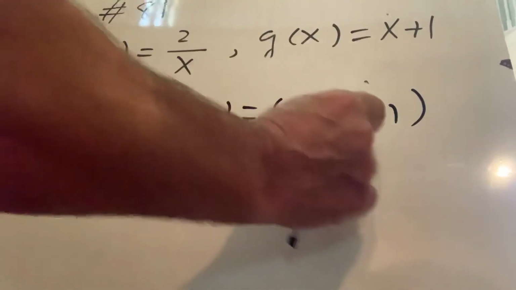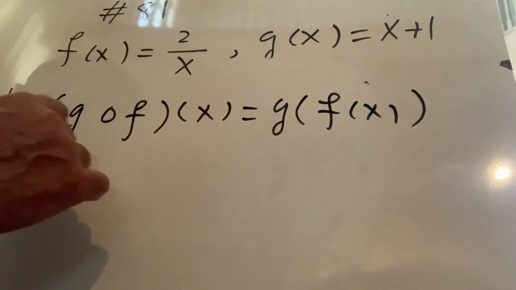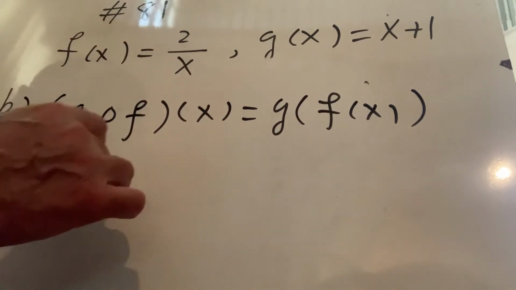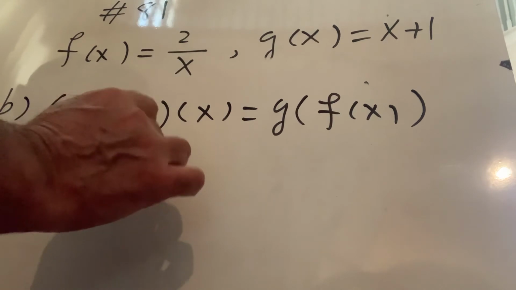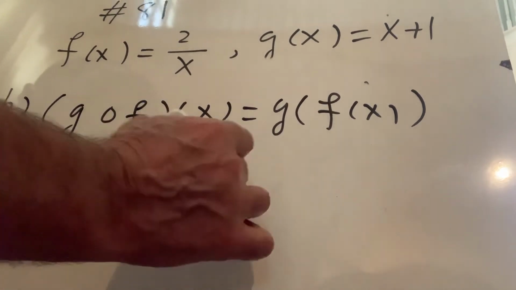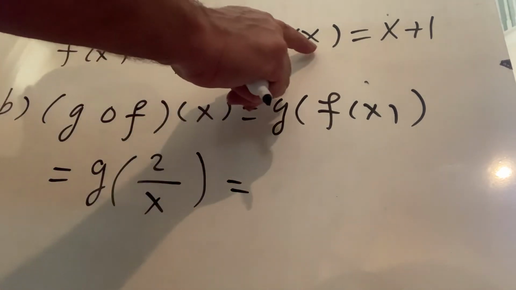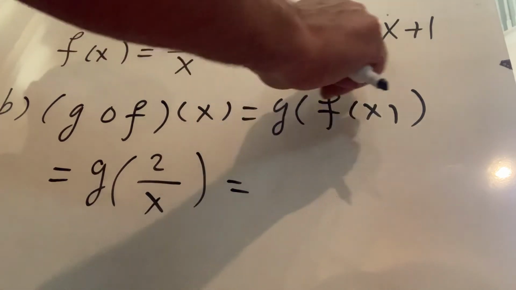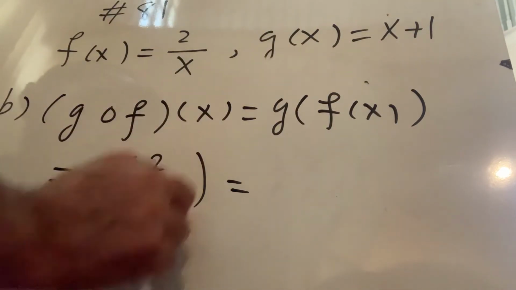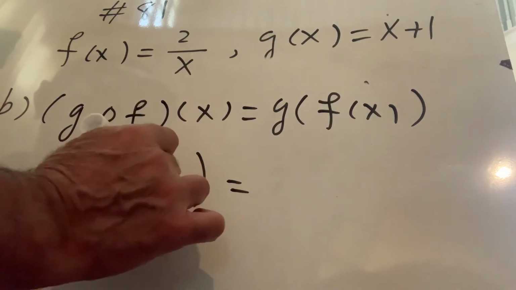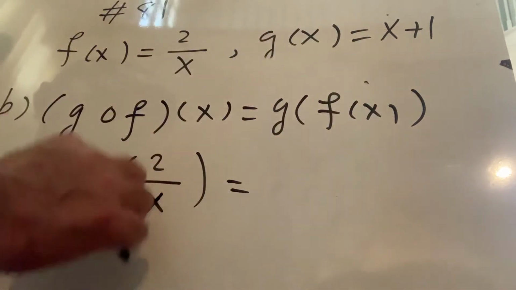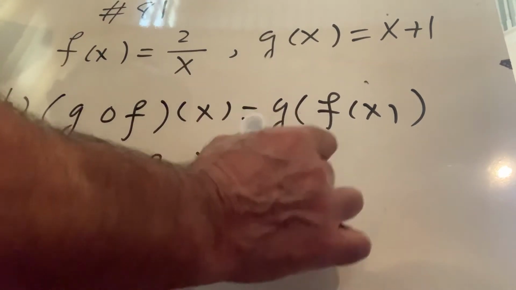This time the inside function is f, so we replace it with what f is in this example, which happened to be 2 over x. And again, the last question is what is g of 2 over x? Of course, this is g of x. For any x, g of x is x plus 1. Your x, of course, is now 2 over x. So we're just going to replace this x with 2 over x, which is what our x is. So 2 over x plus 1.